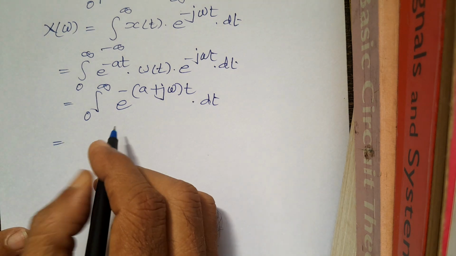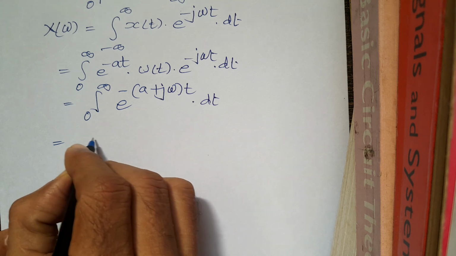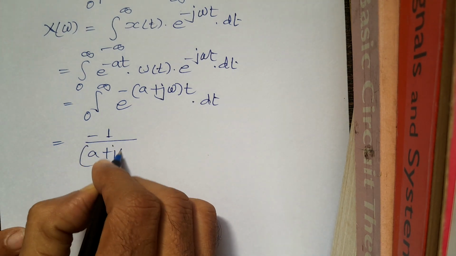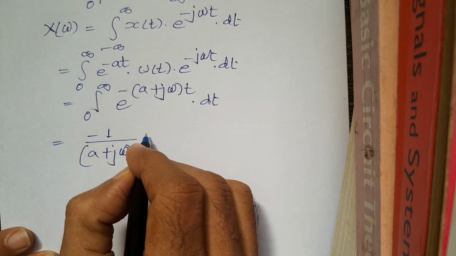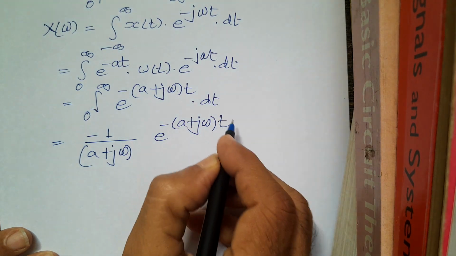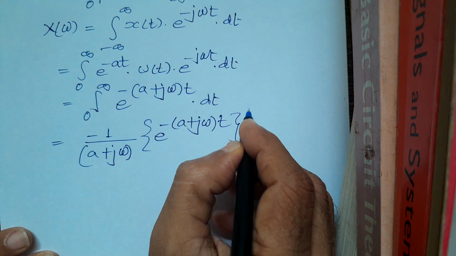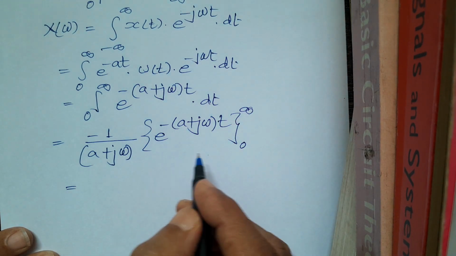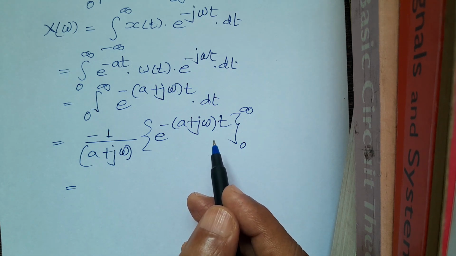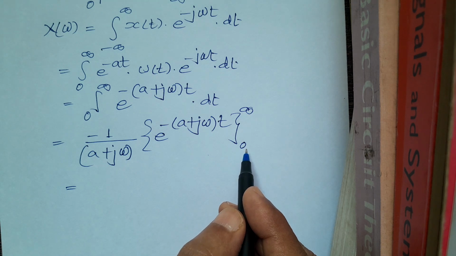Now find the integration of this. So the integral of e^(-(a + j omega)t) is minus 1 over (a + j omega) into e^(-(a + j omega)t), and we have to put the limit from 0 to infinity. If you put e^(-infinity), it is 0, and minus e^0, it is 1.